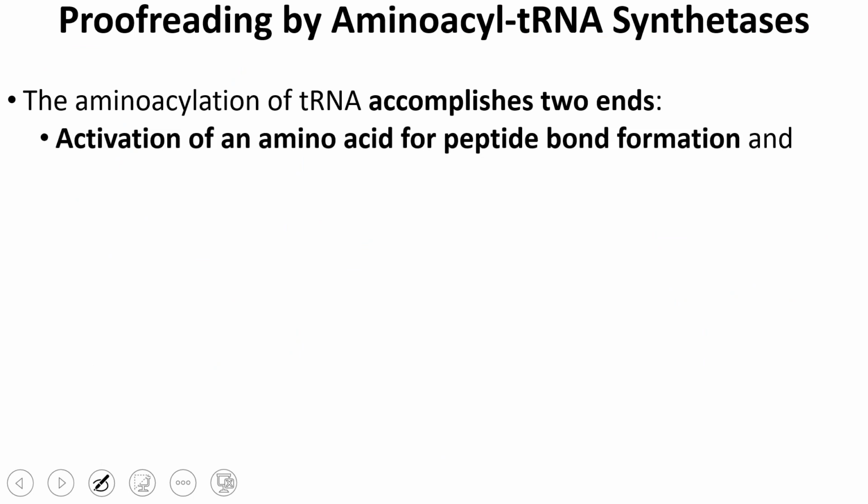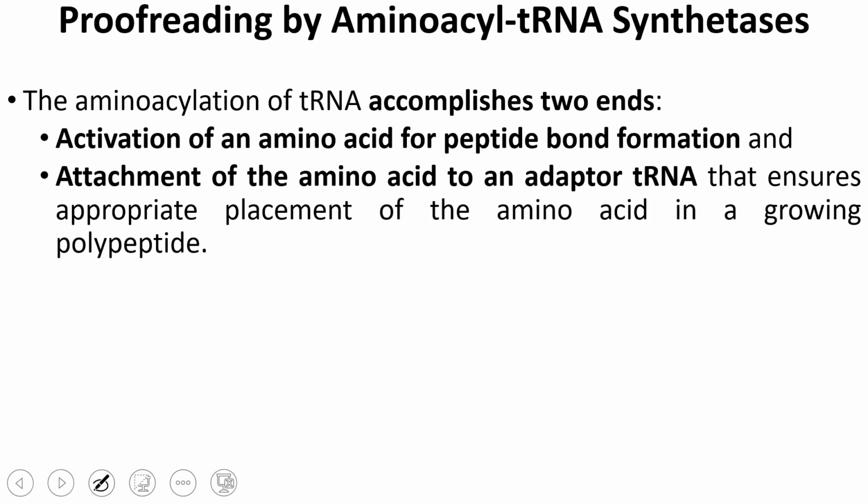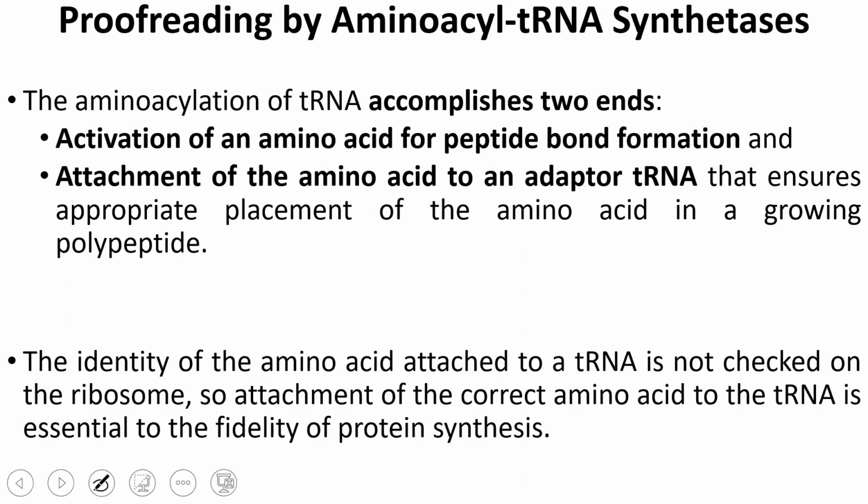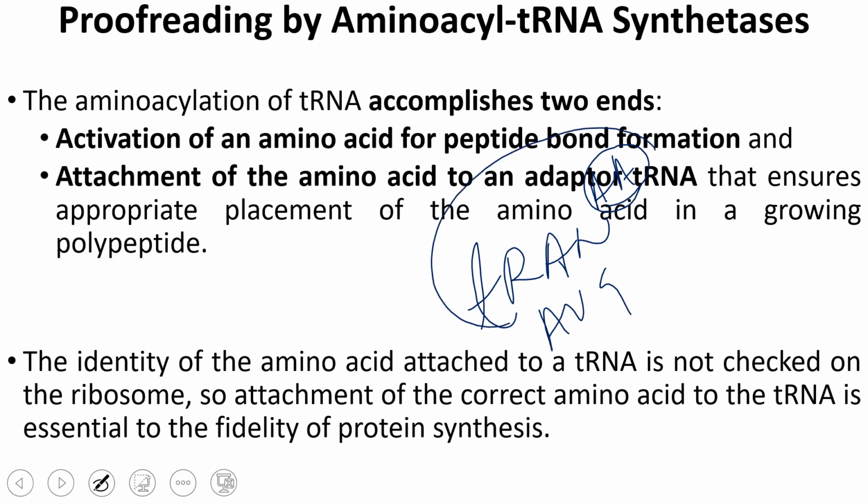The aminoacylation of tRNA accomplishes two ends. First, activation of the amino acid for peptide bond formation, and attachment of the amino acid to the adapter tRNA's CCA end, which ensures the appropriate placement of the amino acid for the growing polypeptide. The amino acid attached to tRNA is not checked on the ribosome. The ribosome never checks which amino acid you have loaded on the tRNA. Suppose the codon is AUG, but you loaded something other than methionine; the ribosome is not going to check it. So that should be done at this level only.